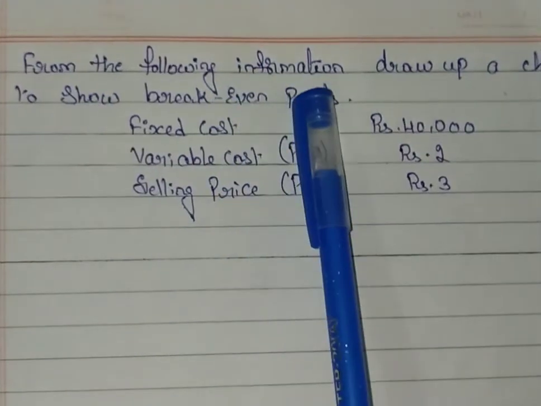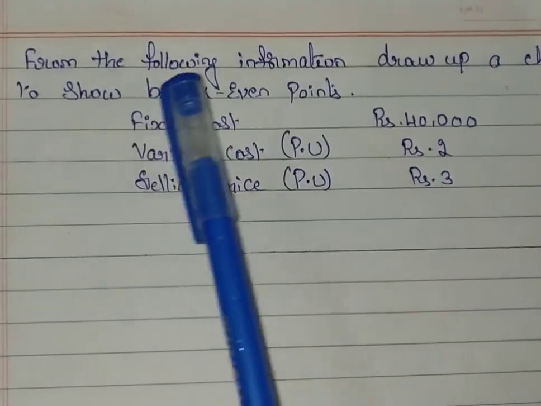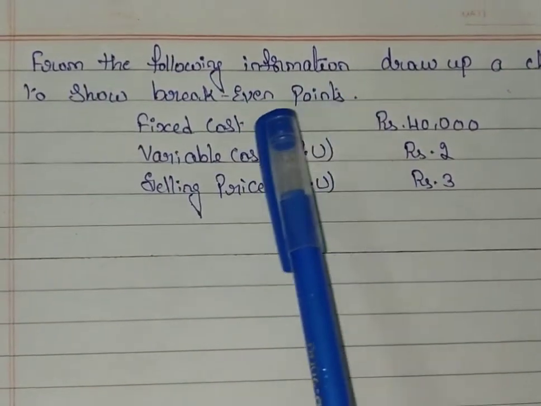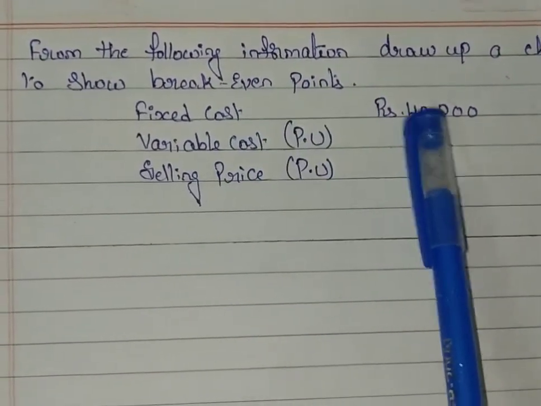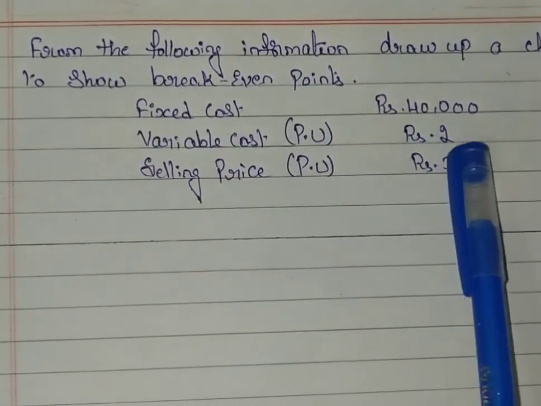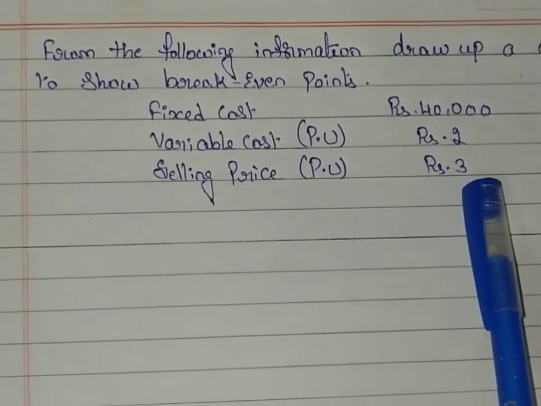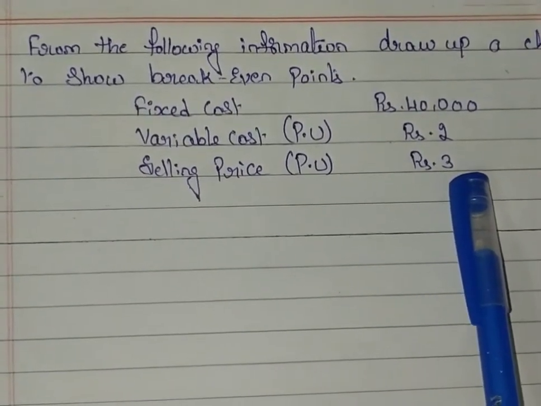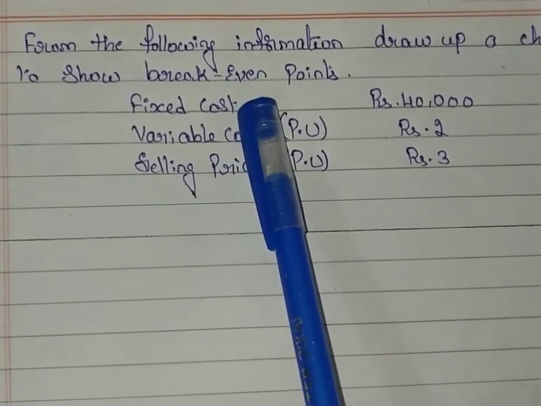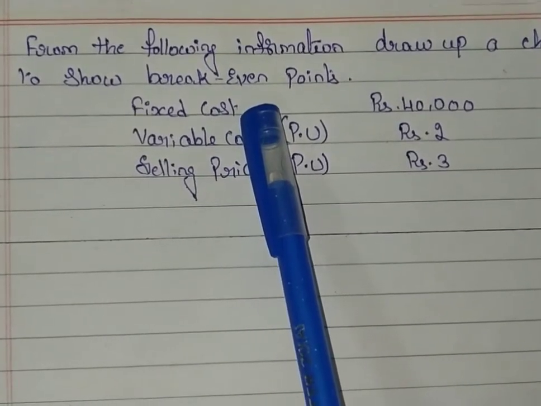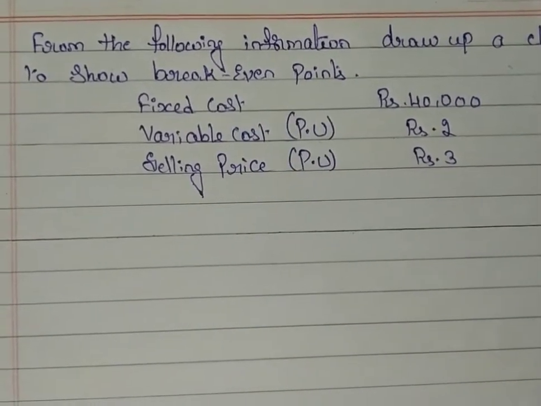From the following information, draw up a chart to show the break-even points. They have given fixed cost rupees 40,000, variable cost per unit rupees 2, selling price per unit rupees 3. With this information you should draw a chart showing the break-even point. The chart which shows the break-even point is called a break-even chart.